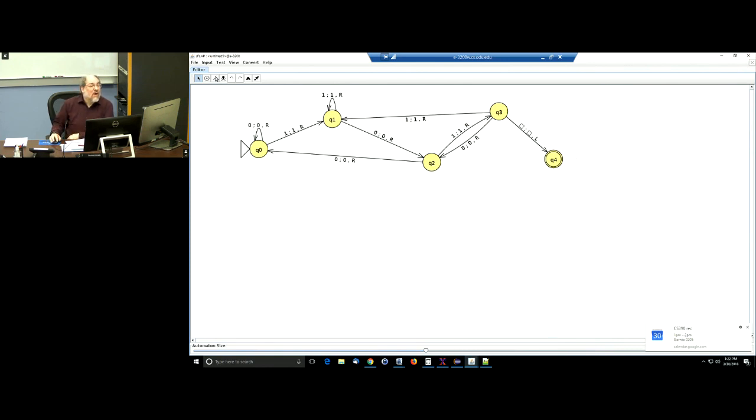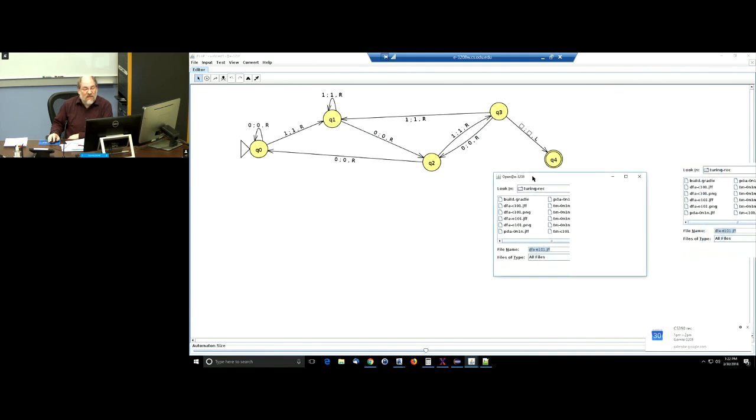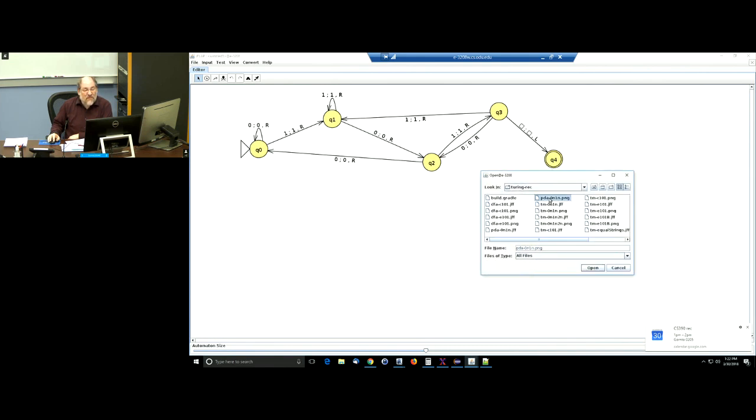Okay. Well, finite state automata are not the only automata we've dealt with this semester. Let's look at a pushdown automaton.